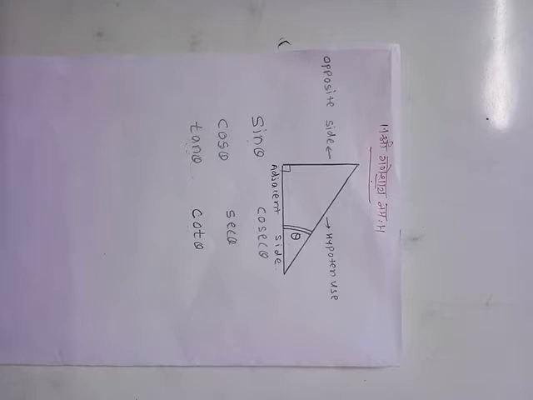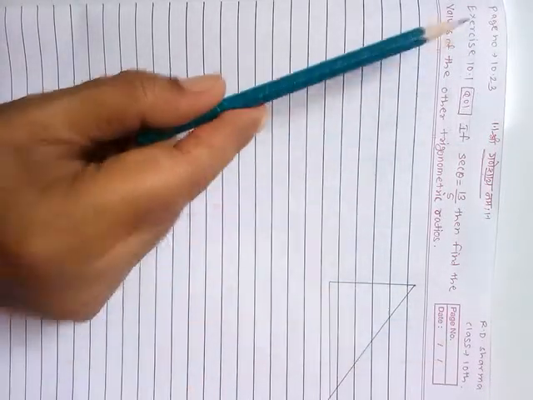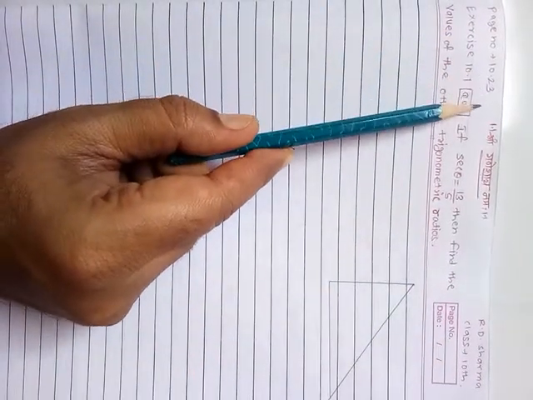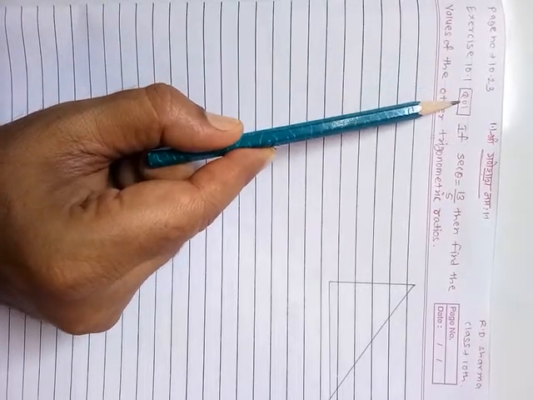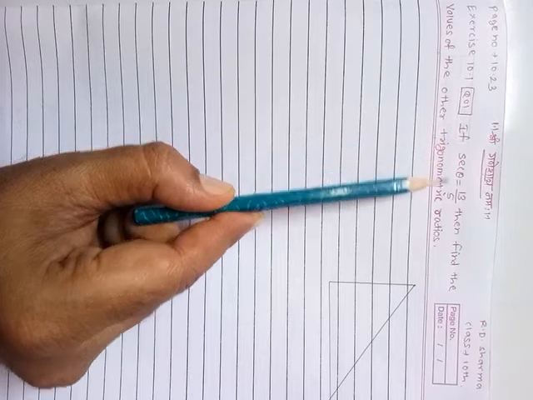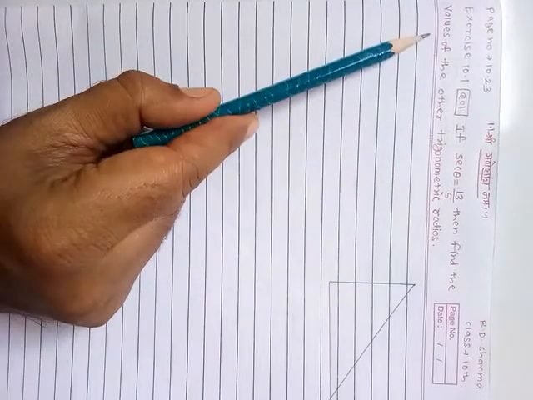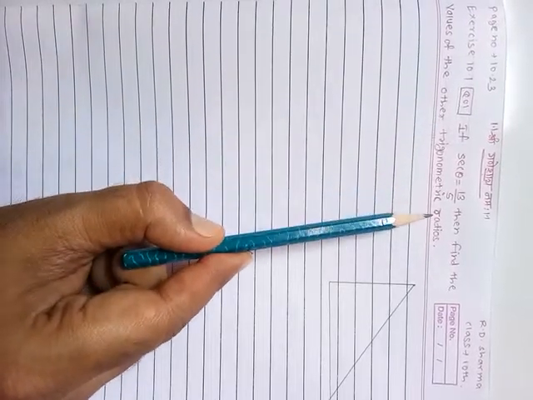Okay. Then we will take one example based on this formula. This question is from R.D. Sharma, page number 10.23, exercise number 10.1, question number 1. If sec theta equals 13 by 5, then find the value of the other trigonometric ratios.